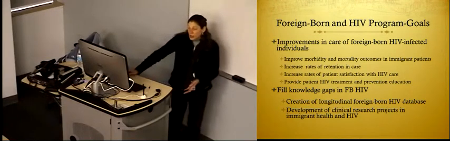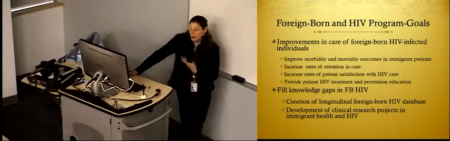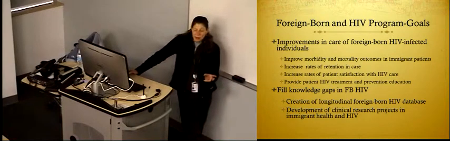In order to fill the gaps in the knowledge of HIV in this population, we'd like to create a longitudinal foreign-born database. We have one kind of, that would be me collecting data. So that's part of this. And we'd like to develop more clinical research projects in immigrant health and HIV.